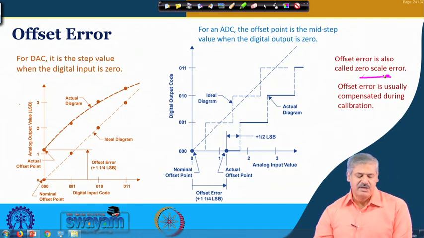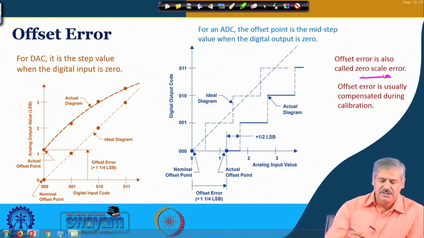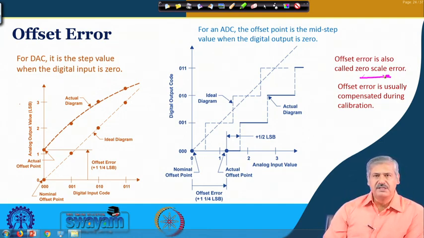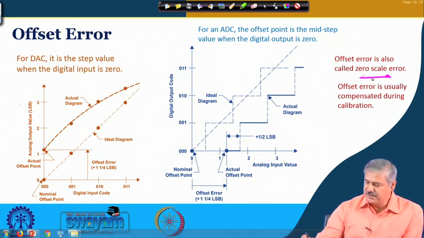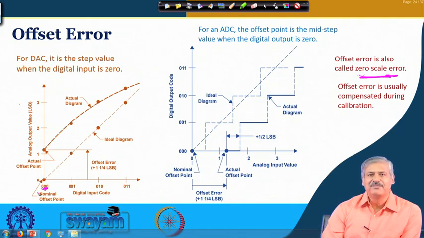So let us see, for DAC it is the step value when the digital input is 0. So as I said, this is related to zero scale error. So when the digital input is 0, in the ideal case the analog output should be 0.